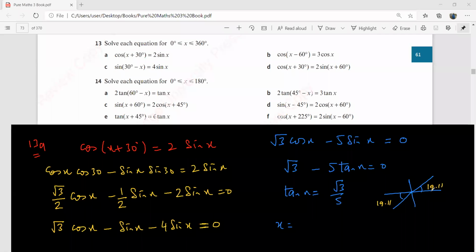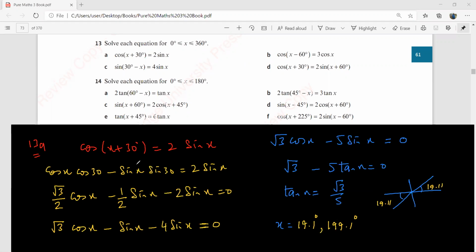So you have given me these values. x first value is 19.1 degrees, writing this correct to one decimal place. And the second one is going to be 199.1 degrees. So you have seen how we have solved this trigonometric equation using the double angle formula.